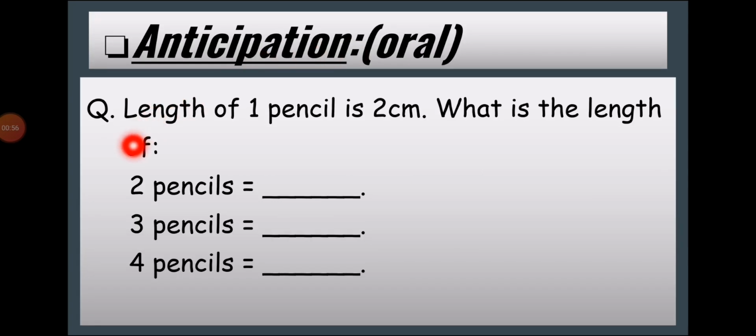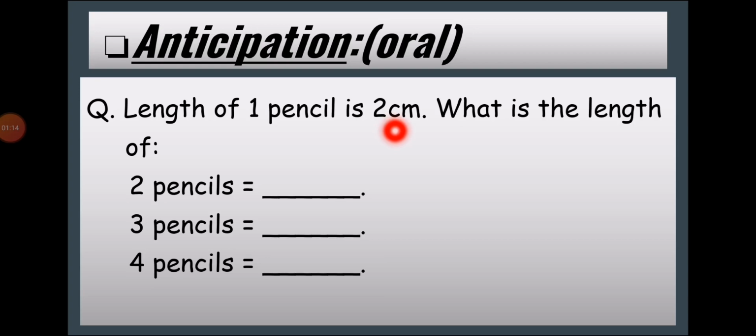Anticipation question. Length of one pencil is 2 centimeter. What is the length of 2 pencils, 3 pencils and 4 pencils? Length of one pencil is given, that is 2 centimeter, and we are going to find out the lengths of these pencils. So first we will check the 2 pencils.